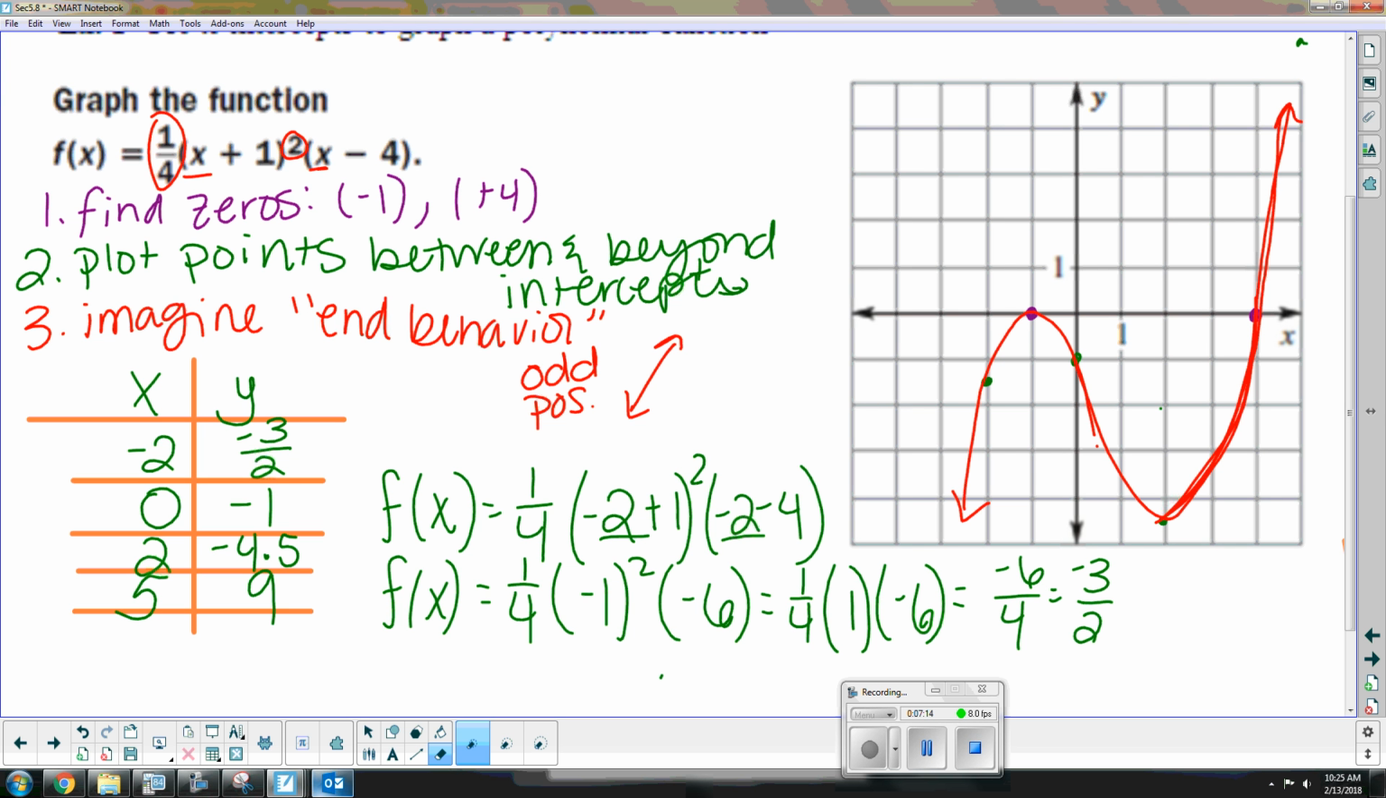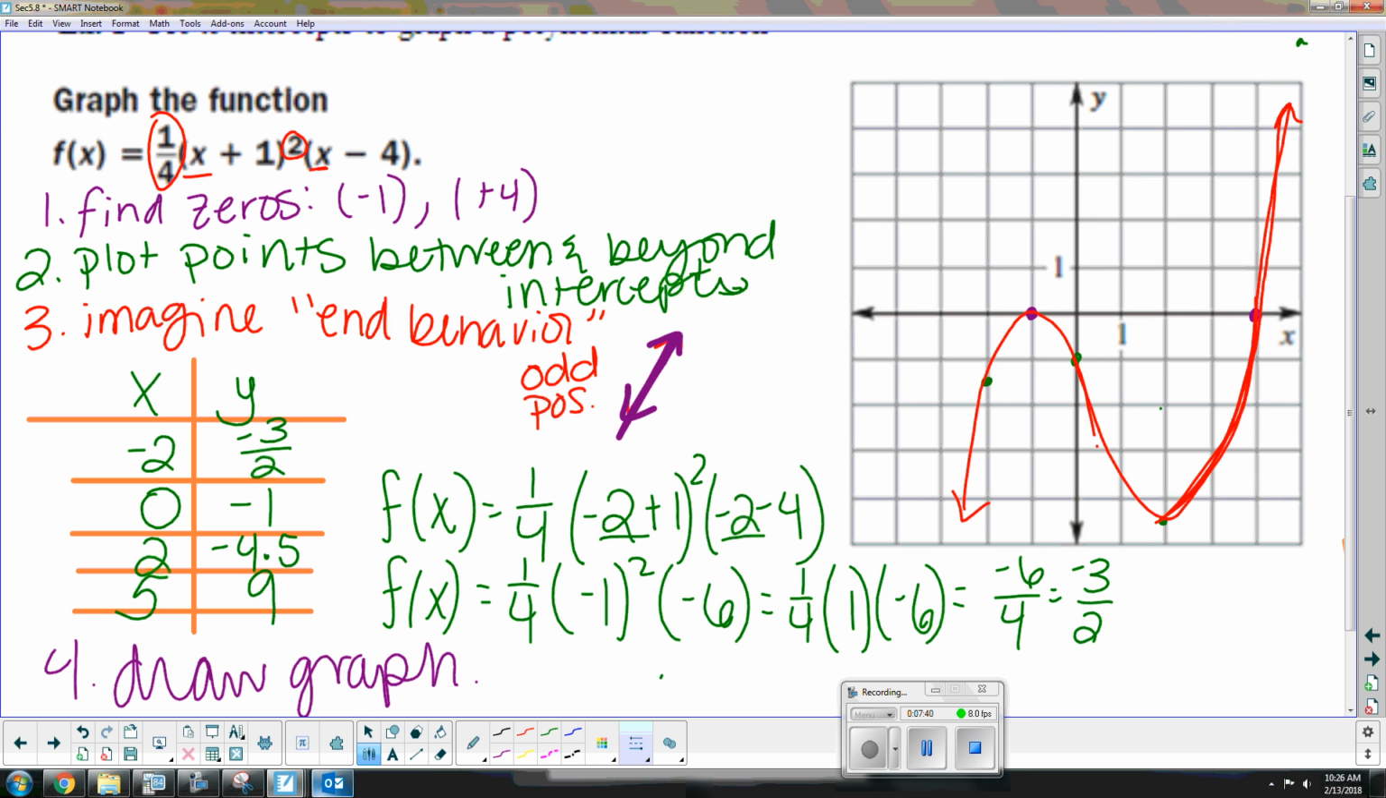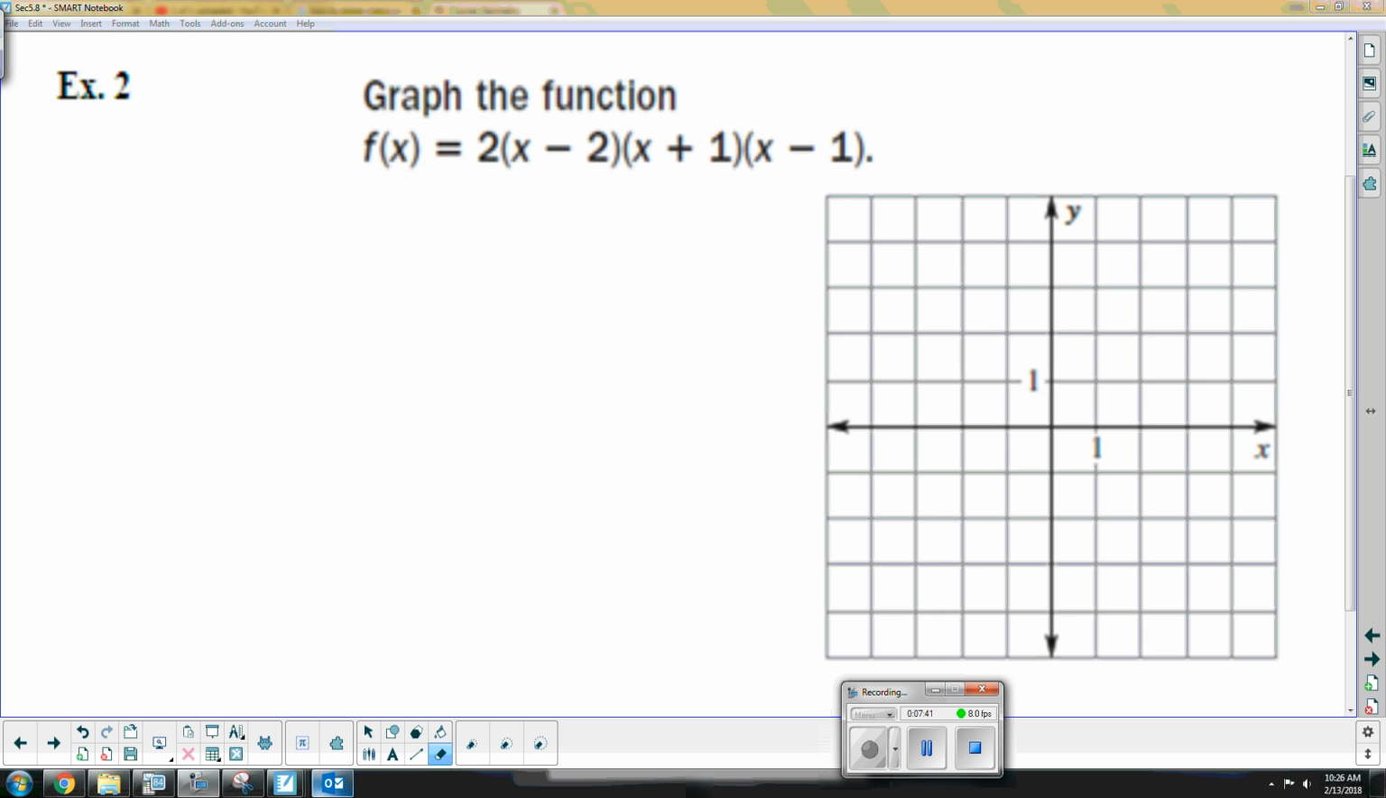So it does resemble the end behavior that I thought I would have, which is linear with a positive slope. And so after I've got all my points, and I already did this, but you will draw your graph. So here's another similar example. We're graphing the function.